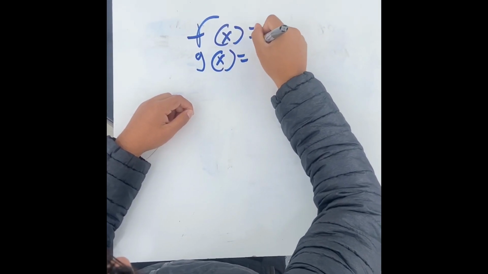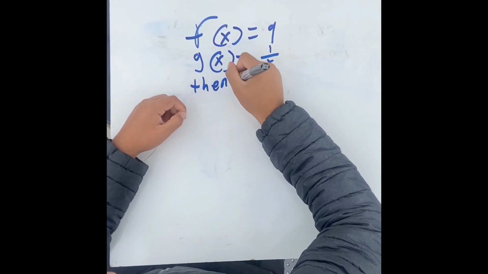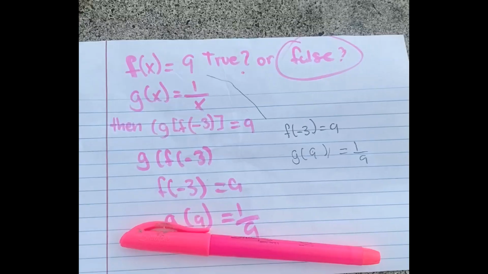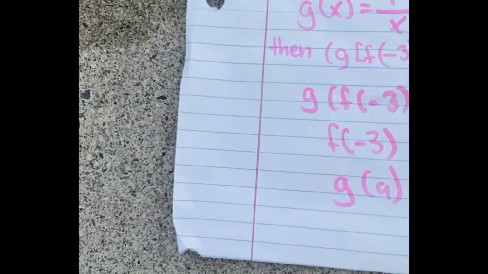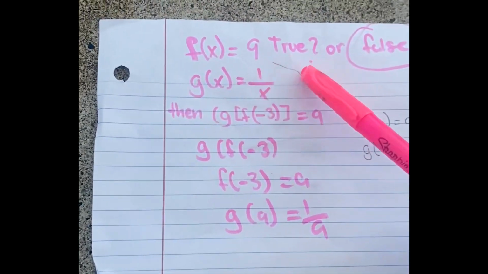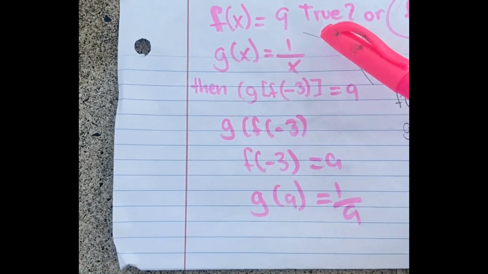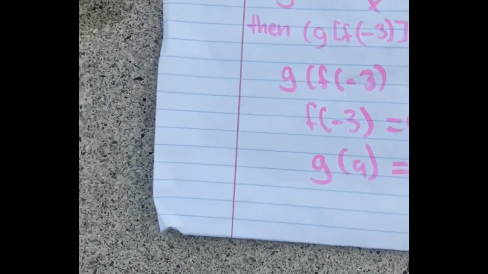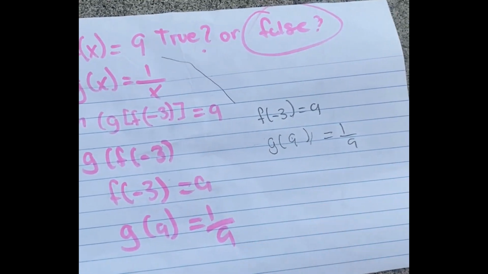This solution is true because f of x equals 9, g of x equals 1 over x, which leads to fg of negative 3 equals 9. It's false because you plug in the numbers, so f of x equals 9, and then you plug it in, so it's f of negative 3 equals 9, and then you plug in the 9 here, so g of 9 gives 1 over 9.